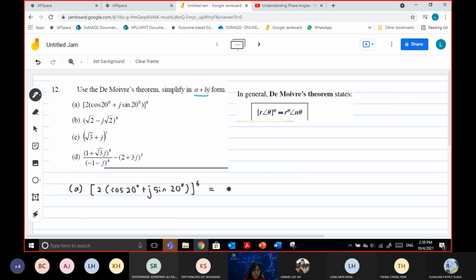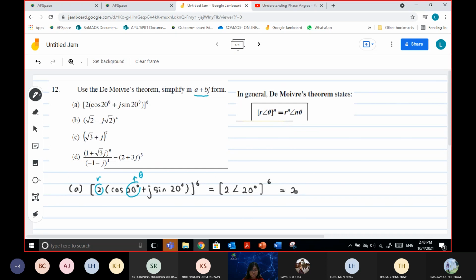So what you can do is identify which one is r. This one is r, and of course this one is your theta. Then we can rewrite it as r angle theta, which is 2 angle 20 degrees. It's also in polar form, but in the abbreviated form. Then we have a power of 6, so now we can directly apply de Moivre's theorem.